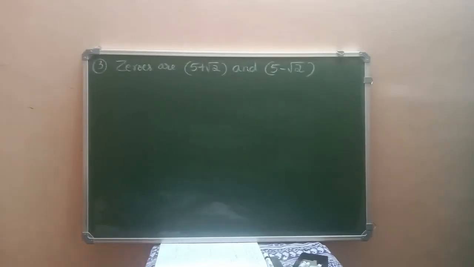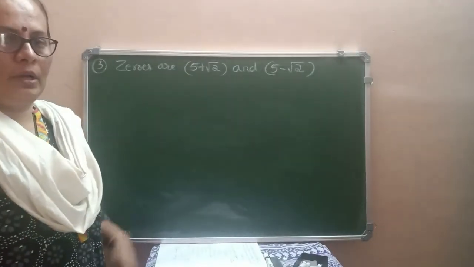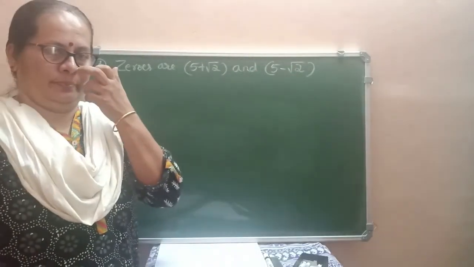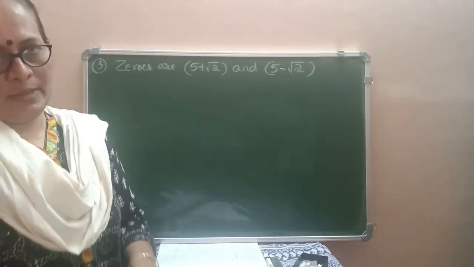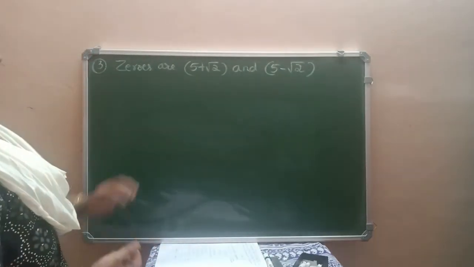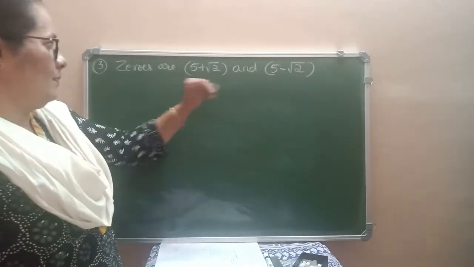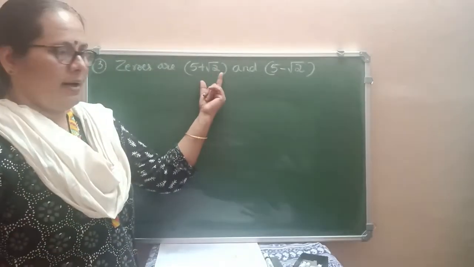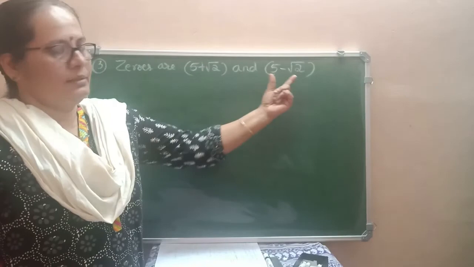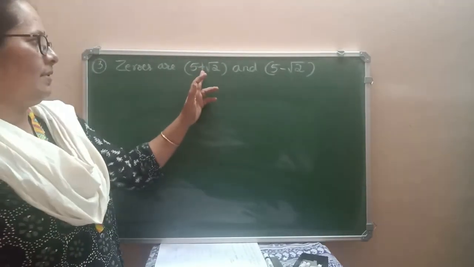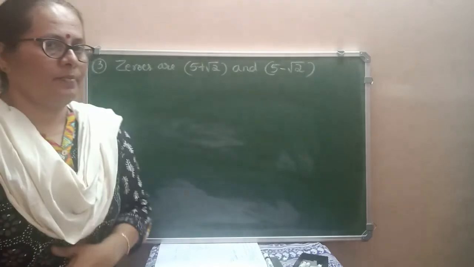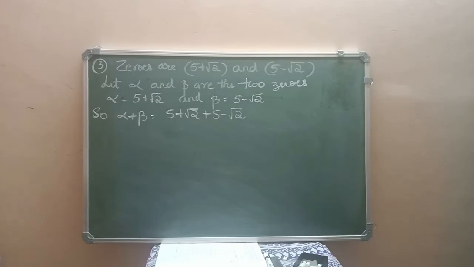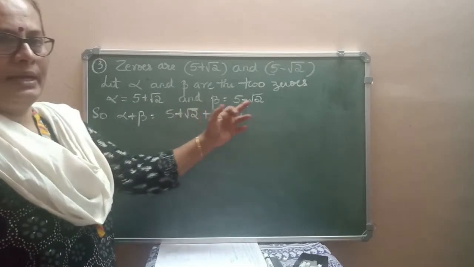Next, third example. Find the quadratic polynomial whose zeros are 5 plus root 2 and 5 minus root 2. You have to frame a quadratic polynomial, and the two zeros are given as 5 plus root 2 and 5 minus root 2. So this is alpha and this one is beta. So the two zeros are alpha and beta. Alpha is 5 plus root 2 and beta is 5 minus root 2.